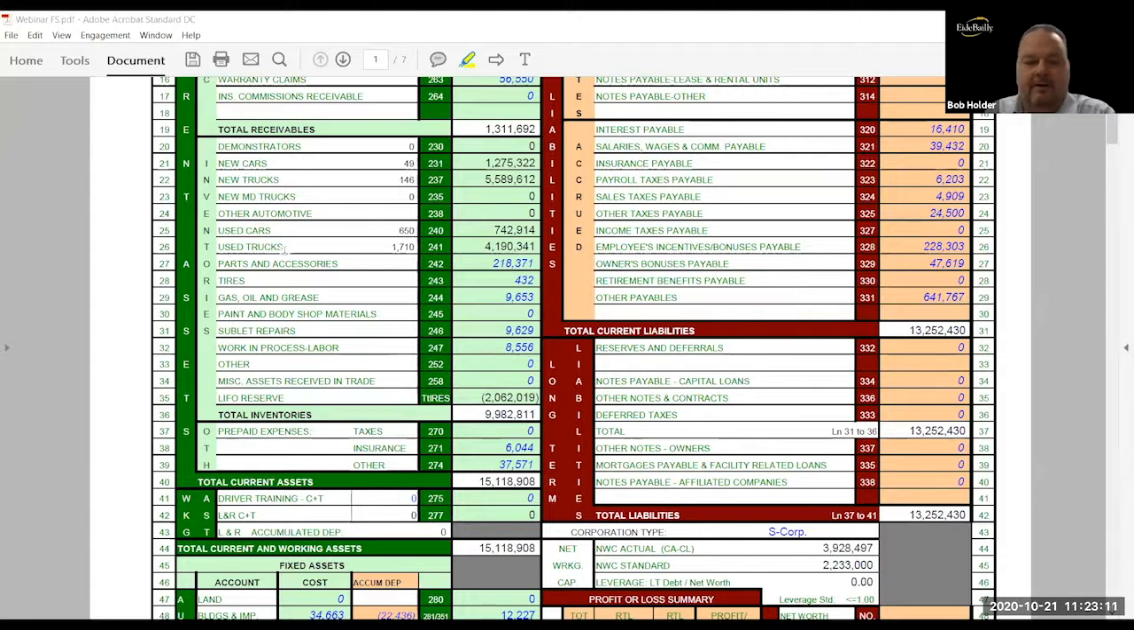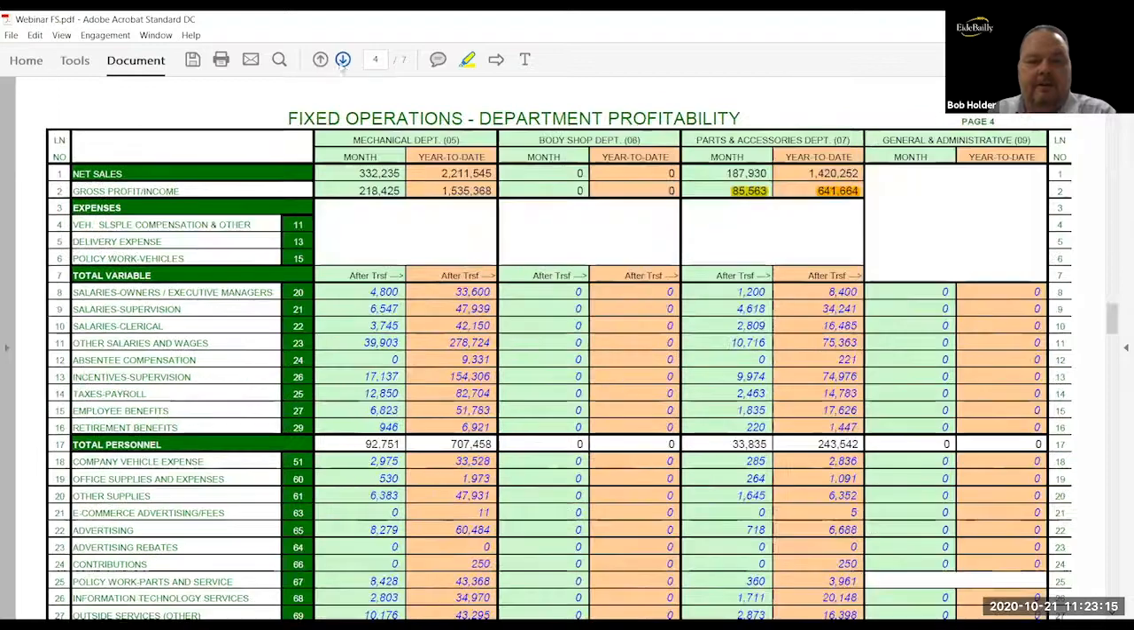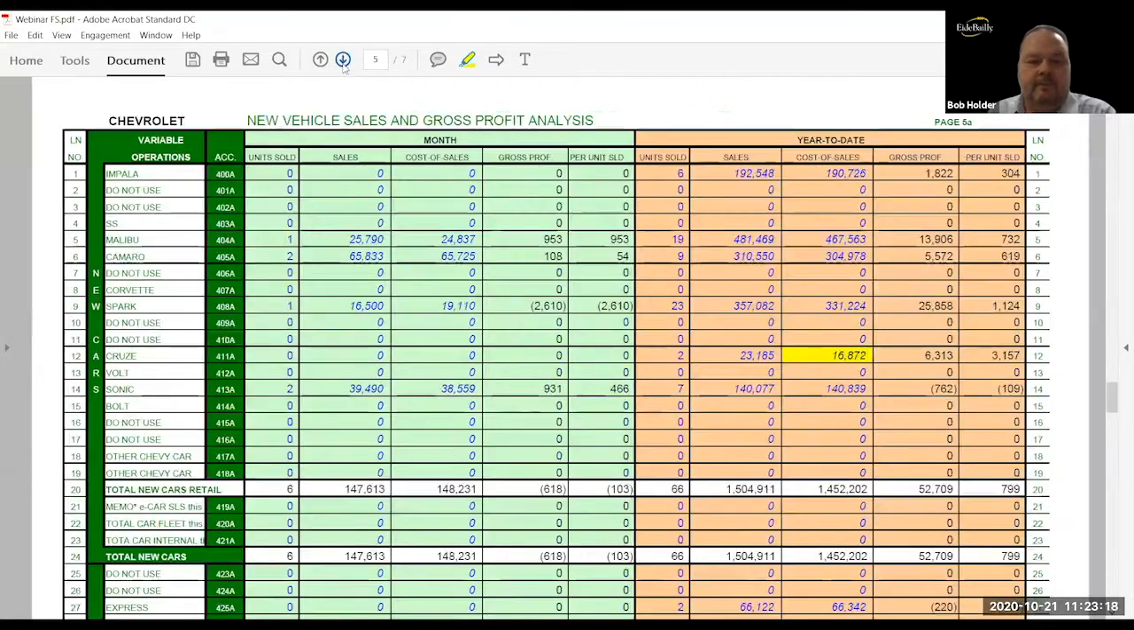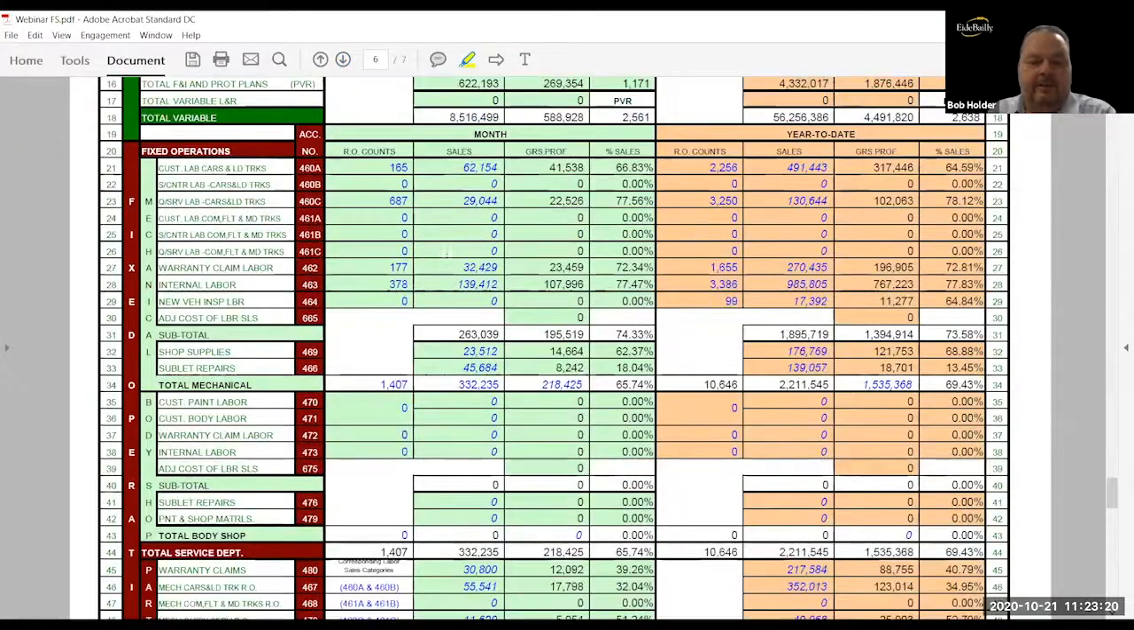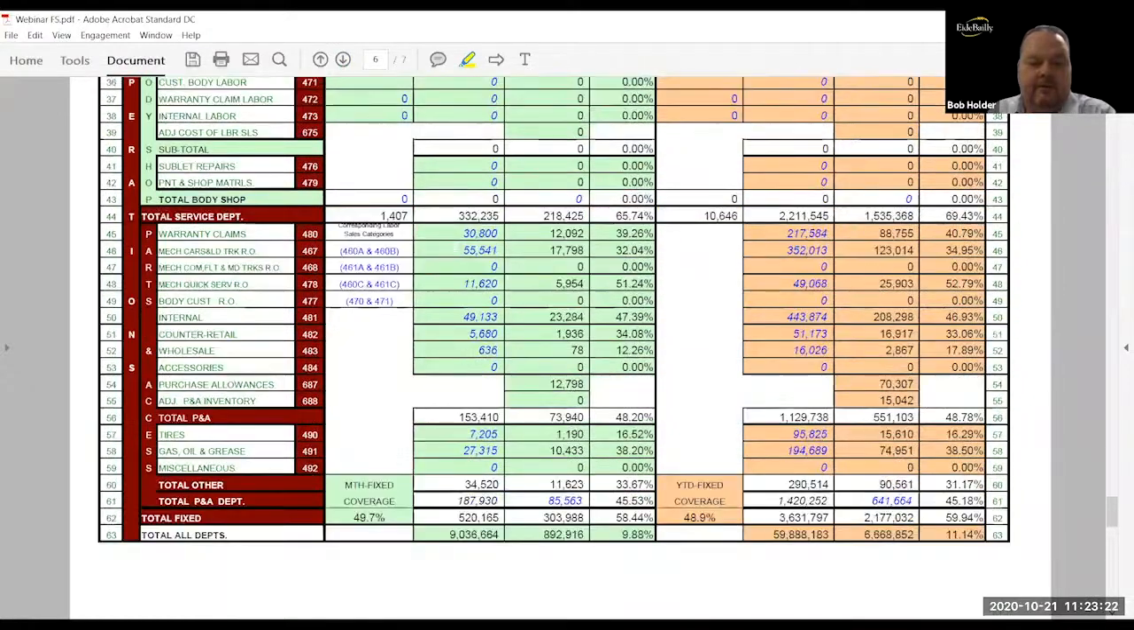One more thing I want to note on parts inventory: if you go to the parts department detail, you can see there's an adjustment account for parts, and this is usually where they put inventory adjustments. You can see they had a $15,000 write up. It could be something else, but to me, that's a write up.